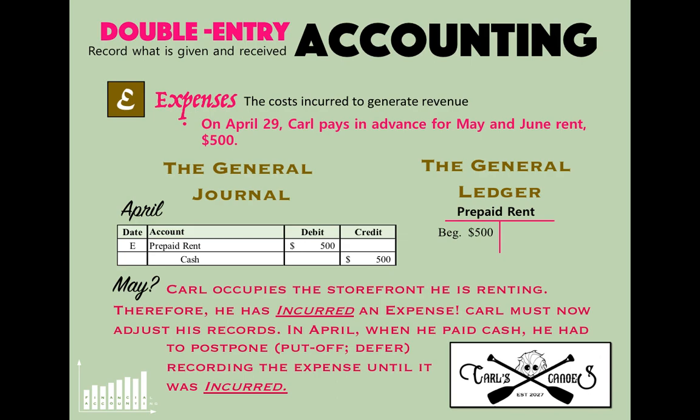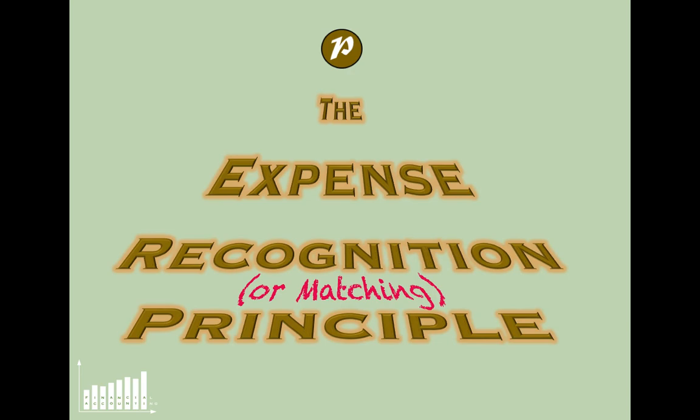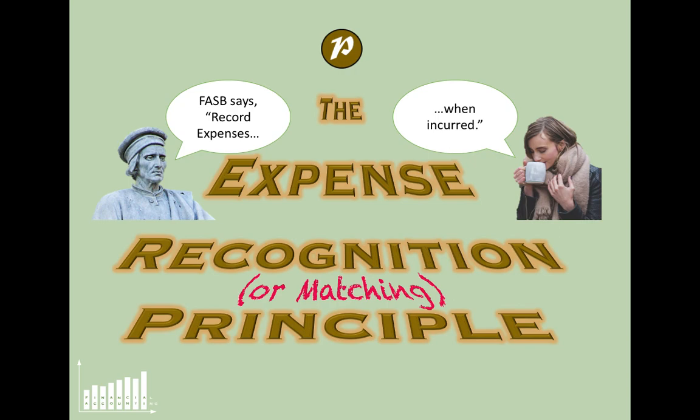Alright, so he has incurred an expense for May. Carl must now adjust his records. In April, when he paid cash for rent, he had to postpone, or put off, or defer recording the expense until it was incurred. Why? Well, because of the expense recognition principle, right? FASB says we record expenses when incurred.